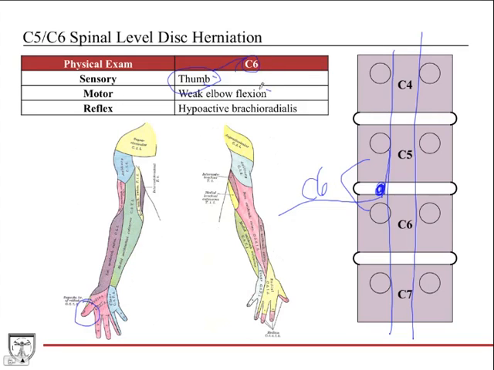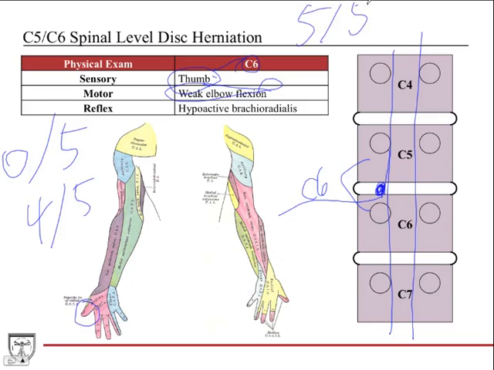For motor, you would test if they have weak elbow flexion. And when I say weak, it doesn't have to be 0 out of 5, even just 4 out of 5. If you go by the scale, 5 out of 5 means full strength. 4 out of 5 means they can resist you, but not as strong as maybe their normal healthy side. 3 out of 5 means they can resist gravity, so they can lift their arm off the ground.